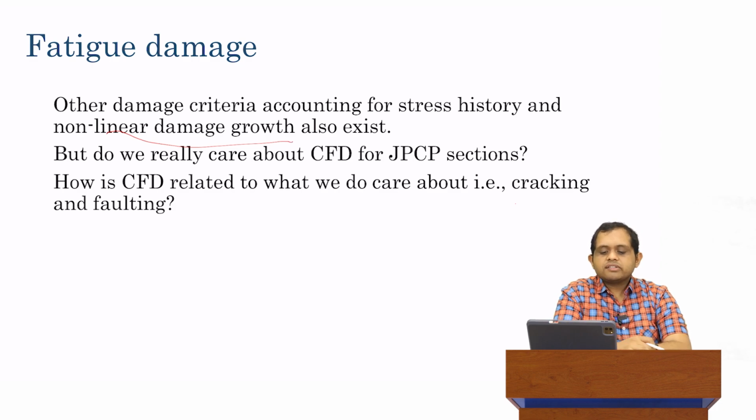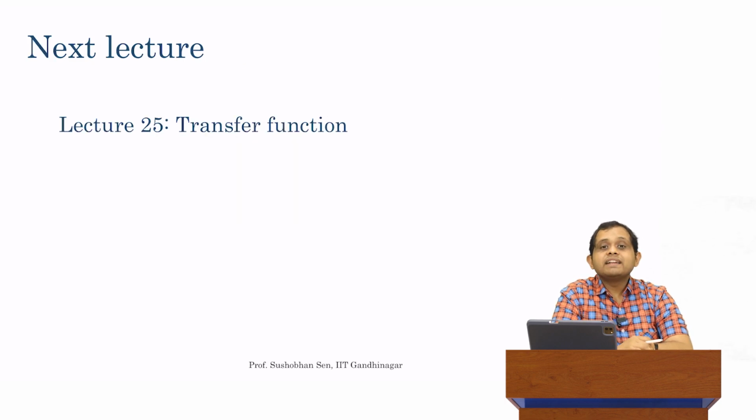But the question we should ask ourselves is, do we really care about cumulative fatigue damage? If you go out today and look at a section on any concrete road around you, can you tell me what the cumulative fatigue damage is? When we say a pavement has failed, do we really care about the cumulative fatigue damage, or do we care about what we see on the pavement, that is cracking and faulting? We care about cracking and faulting, not cumulative fatigue damage. And so we would like to know how we can relate CFD to these two, and that is when we get to our empirical criteria for failure, which comes through transfer functions.